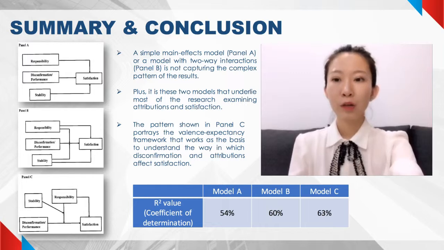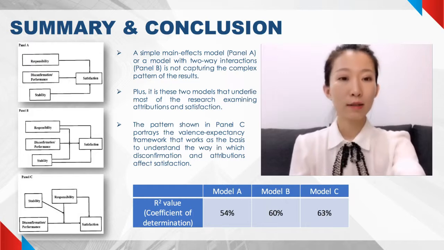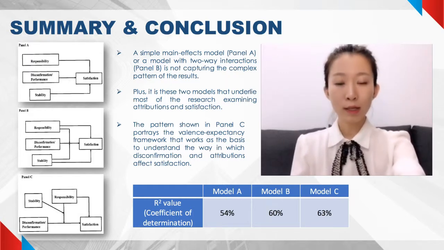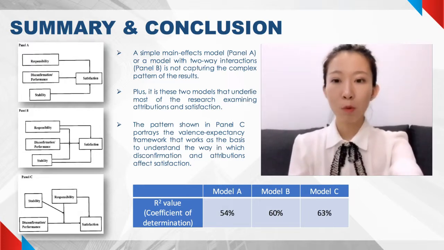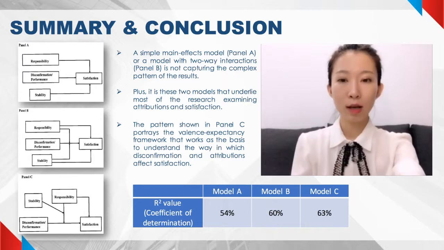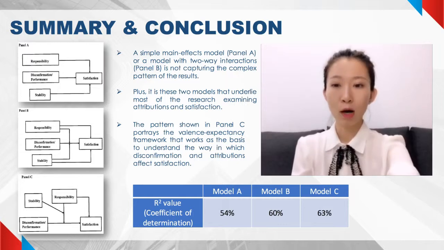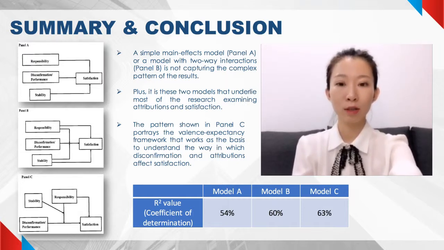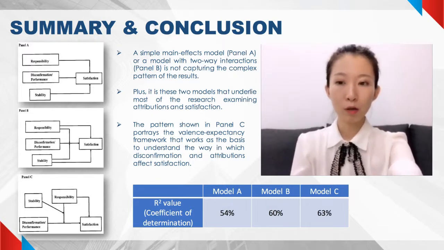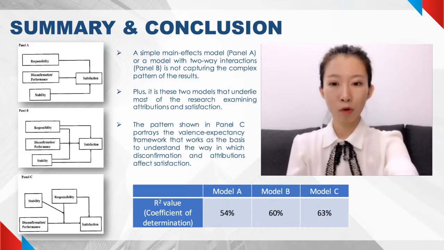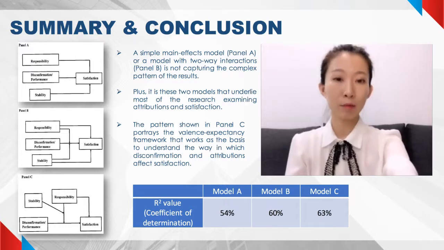In this article, the R-square value is used to prove the discussion. We can see the table. Model A has an R-square value of 54%, model B is 60%, and model C is 63%. Model C has the highest R-square value, which means it is consistent with the expectancy part of the model. As a conclusion, model C is the most preferred model to explain the role of attribution in customer satisfaction.